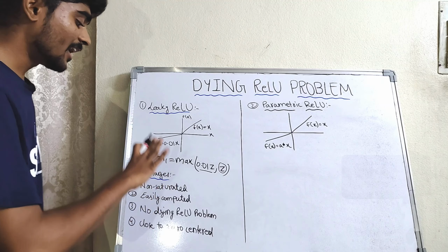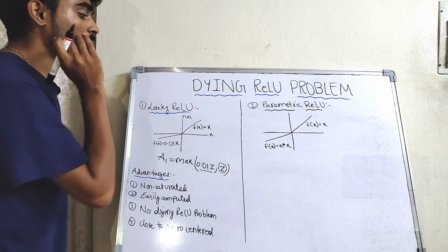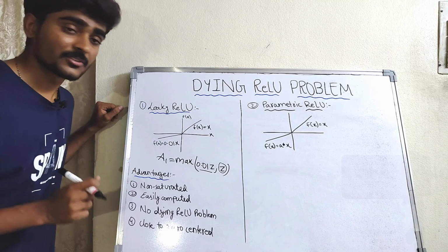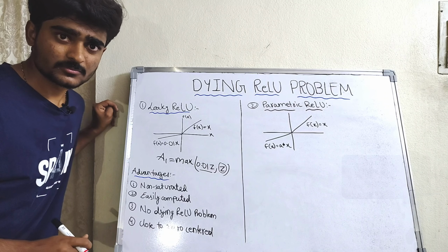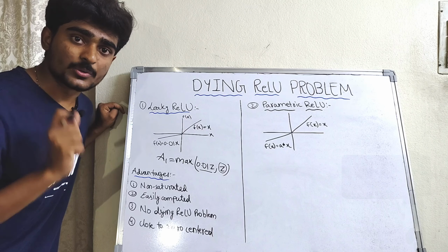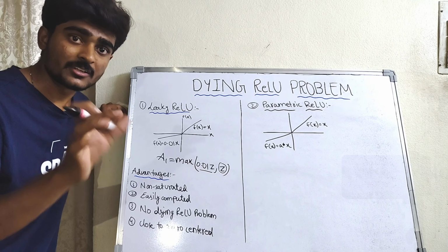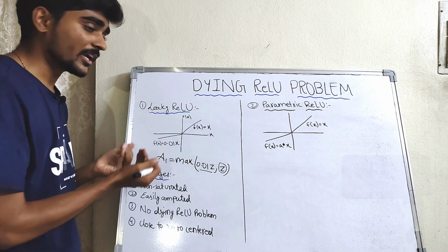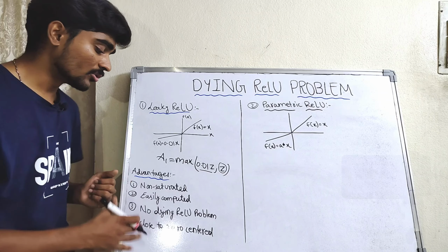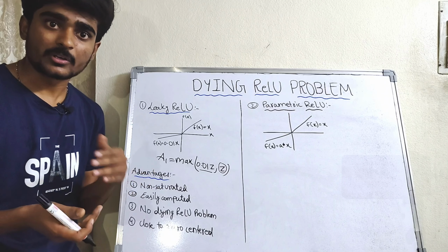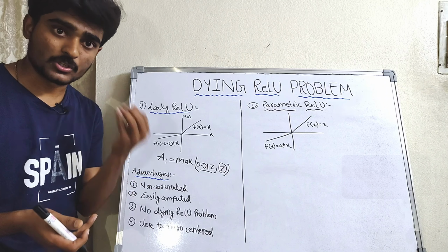Now let us see the advantages of leaky ReLU activation function. The first advantage is non-saturating. The ReLU activation function is non-saturating for the positive region, whereas in leaky ReLU there exists a value at the negative side of z, so it is non-saturating for both positive and negative. For positive it is non-saturating, and for negative as well it is non-saturating.